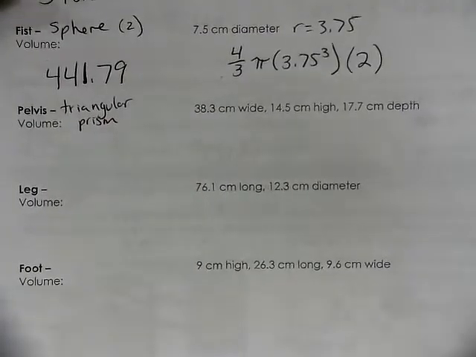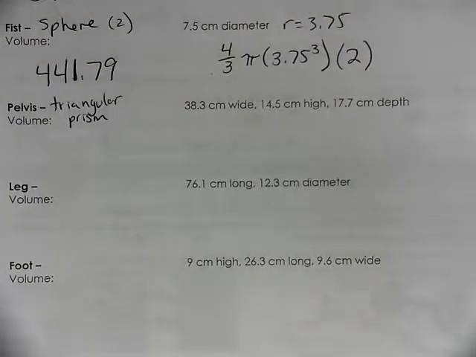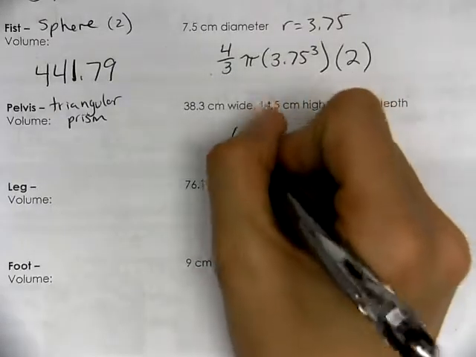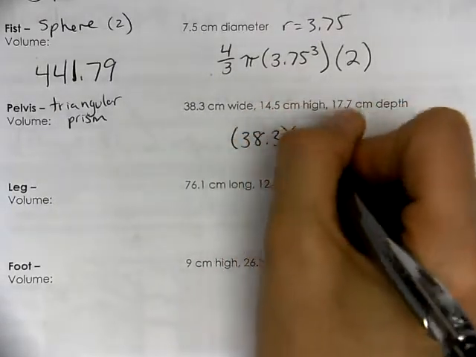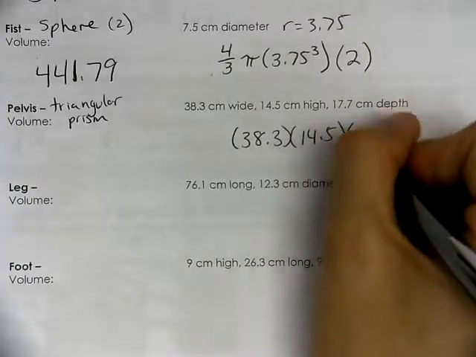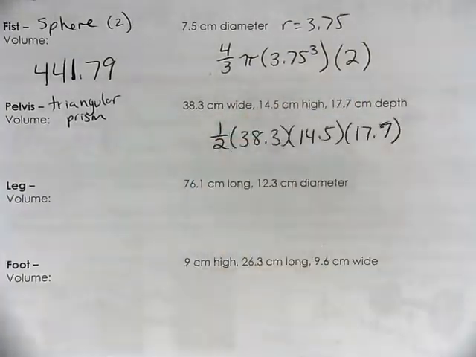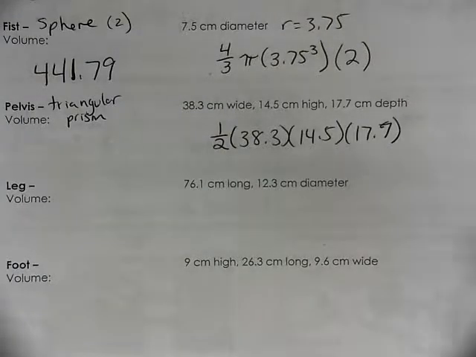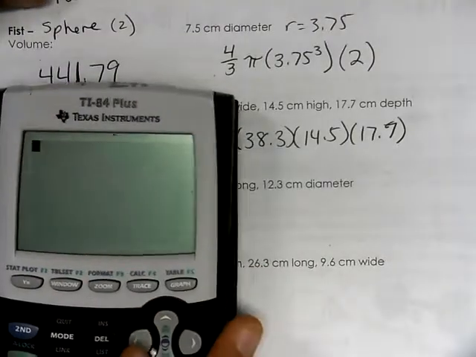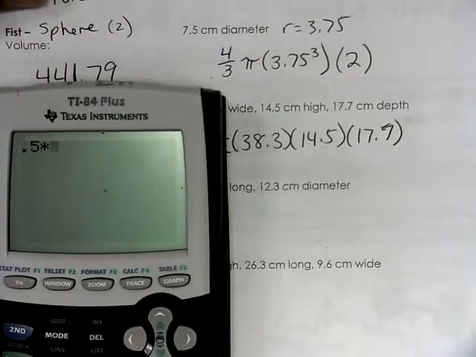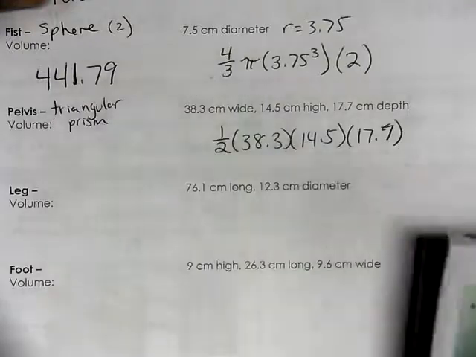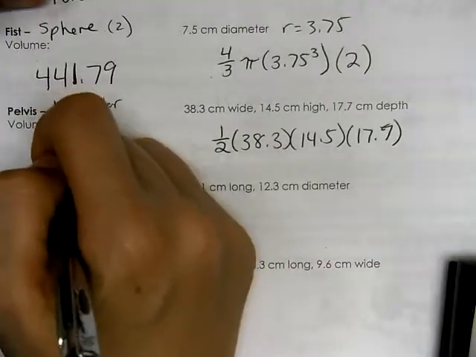Now, here's where people screwed up last time on the quiz. When it's a triangular prism, we're going to multiply all three things, but I have to cut it in half because it's a triangle. So some of you on the quiz didn't cut it in half because it was a triangle. $4914.85.